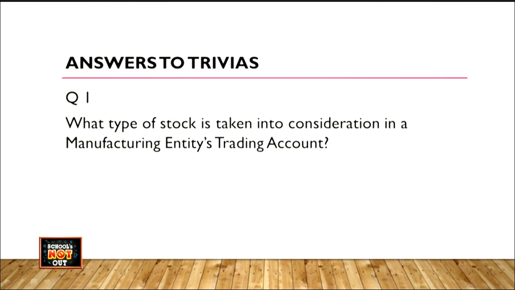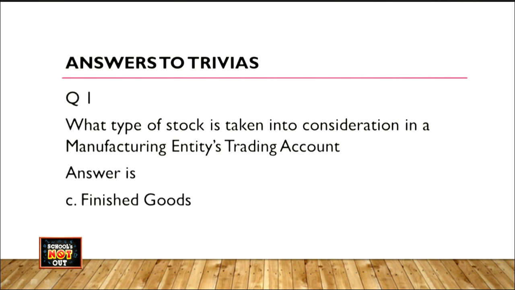Question number 1 was, what type of stock is taken into consideration in a manufacturing entity's trading account? What was your answer? I pray you were correct. The answer to this question is finished goods, which was item C.